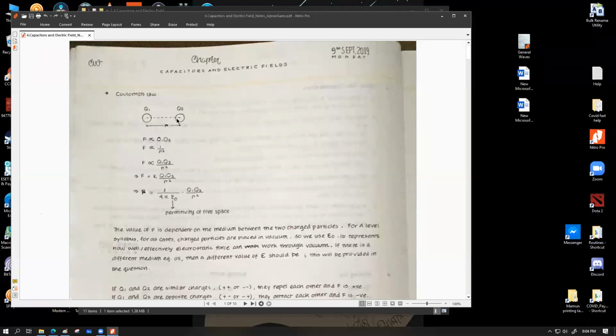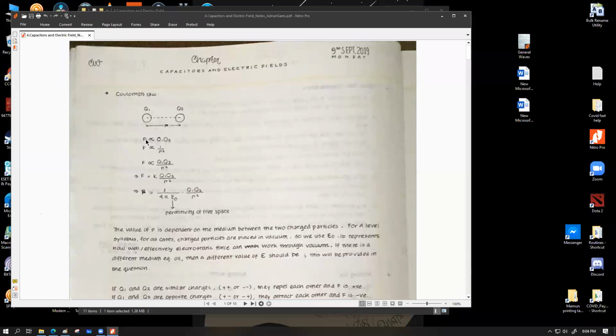Let's say we have two charged objects, Q1 and Q2, having these charge values, and they are separated by a distance r from each other. Then the electrostatic attraction or repulsion force between those two charged particles is given by these two expressions. This is Coulomb's law. Coulomb's law is finished up to here.